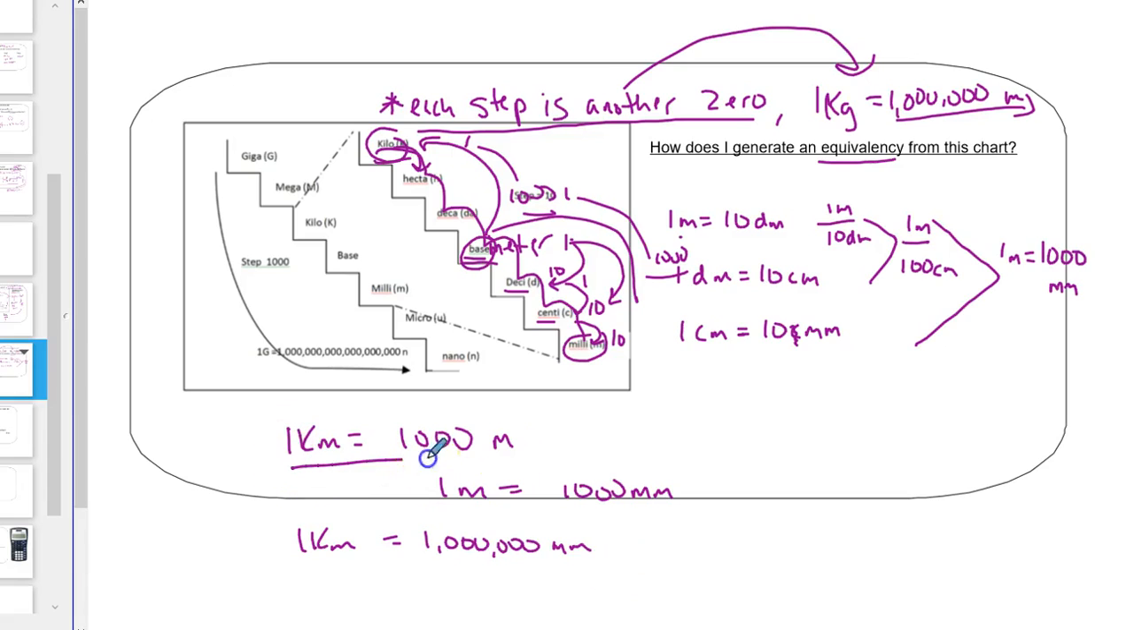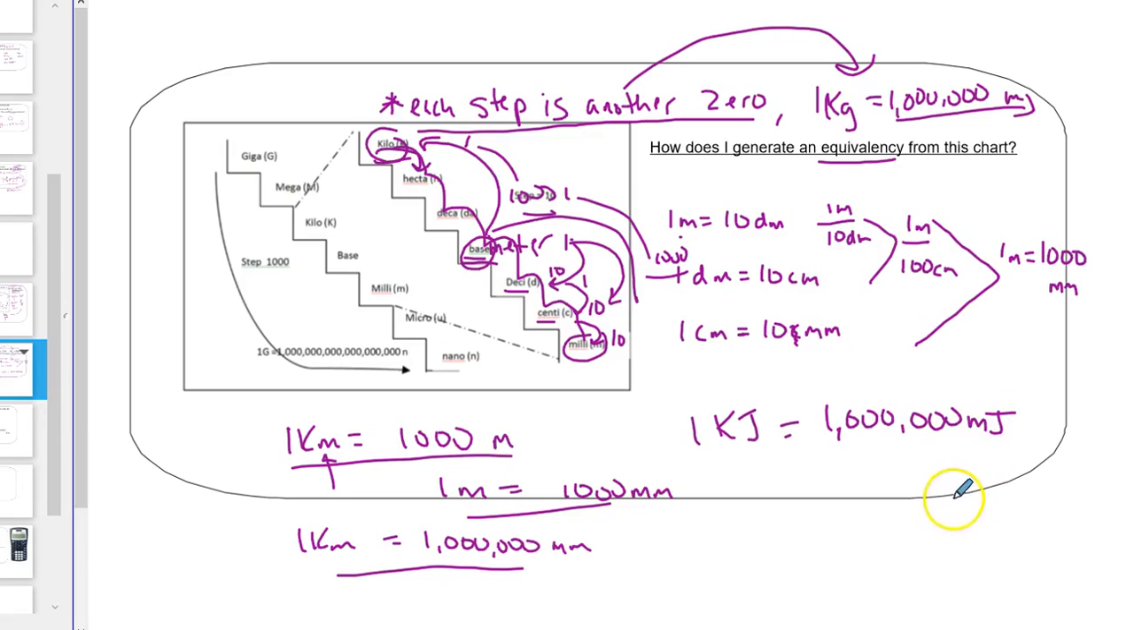Okay. I've just come up with 3 equivalencies that are extremely common. It wouldn't matter if I was using a meter, by the way. I could be using grams or joules. 1 kilojoule equals 1 million millijoules. Okay. All right. So that's just setting up equivalencies.